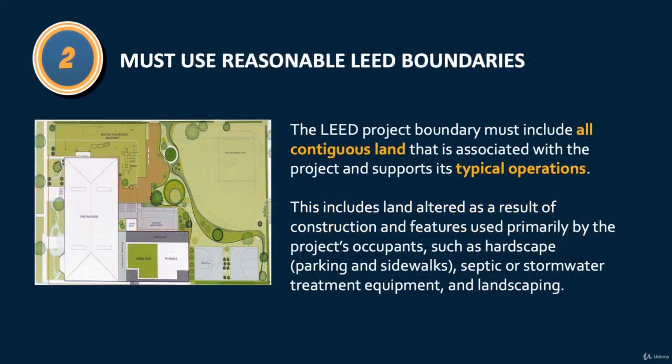Minimum requirement number 2: must use reasonable LEED boundaries. The LEED project boundary must include all contiguous land that is associated with the project and supports its typical operation. These include land altered as a result of construction and features used primarily by the project's occupants, such as hardscape, parking and sidewalks, stormwater treatment equipment and landscaping.